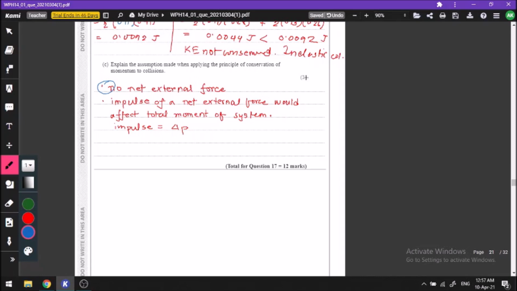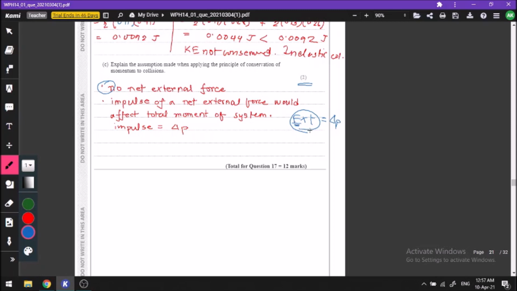So first of all, since there are 2 marks, the first mark is in stating the assumption itself. Yes, there are no net external forces, and then explaining why this assumption is important. Well, if there is a net external force, then there will also be an impulse, because impulse is equal to what? Force into time. So a net external force means what? There will be an impulse. This impulse is equal to what? Change in momentum.